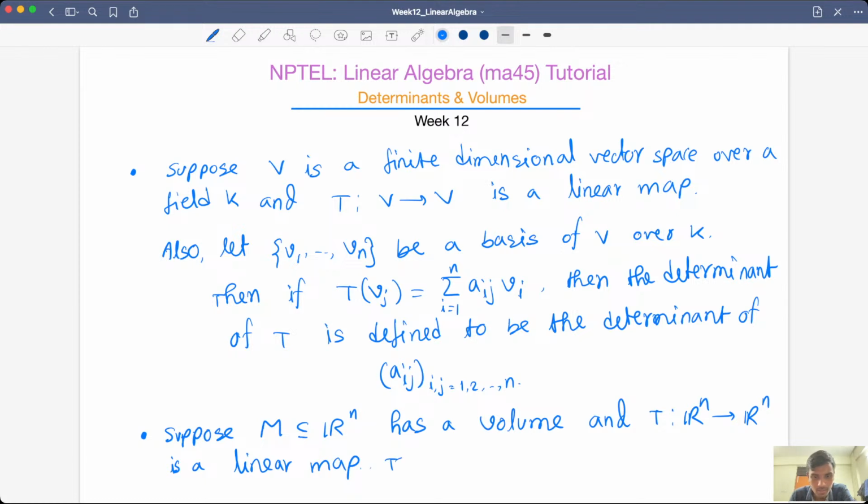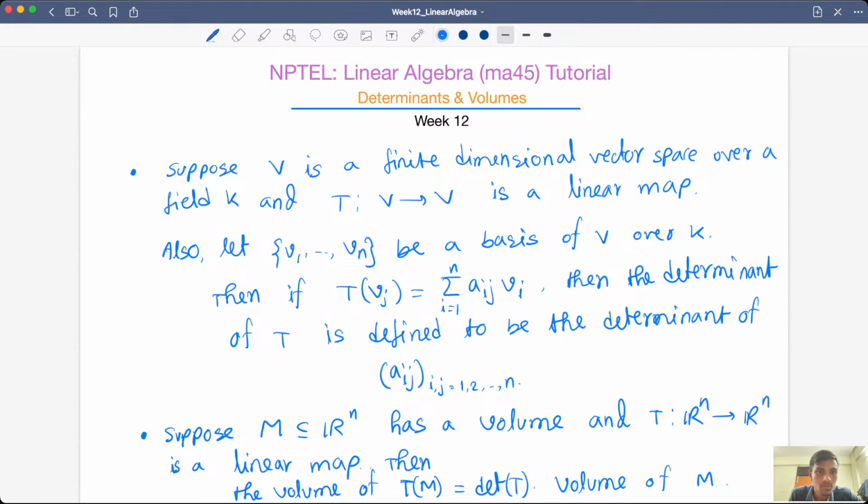Then the volume of T of M equals the determinant of T times the volume of M. Okay, so this relation will be used in the problems. This is also proved in the lecture. So these two are the main things that will be used for solving the problems.